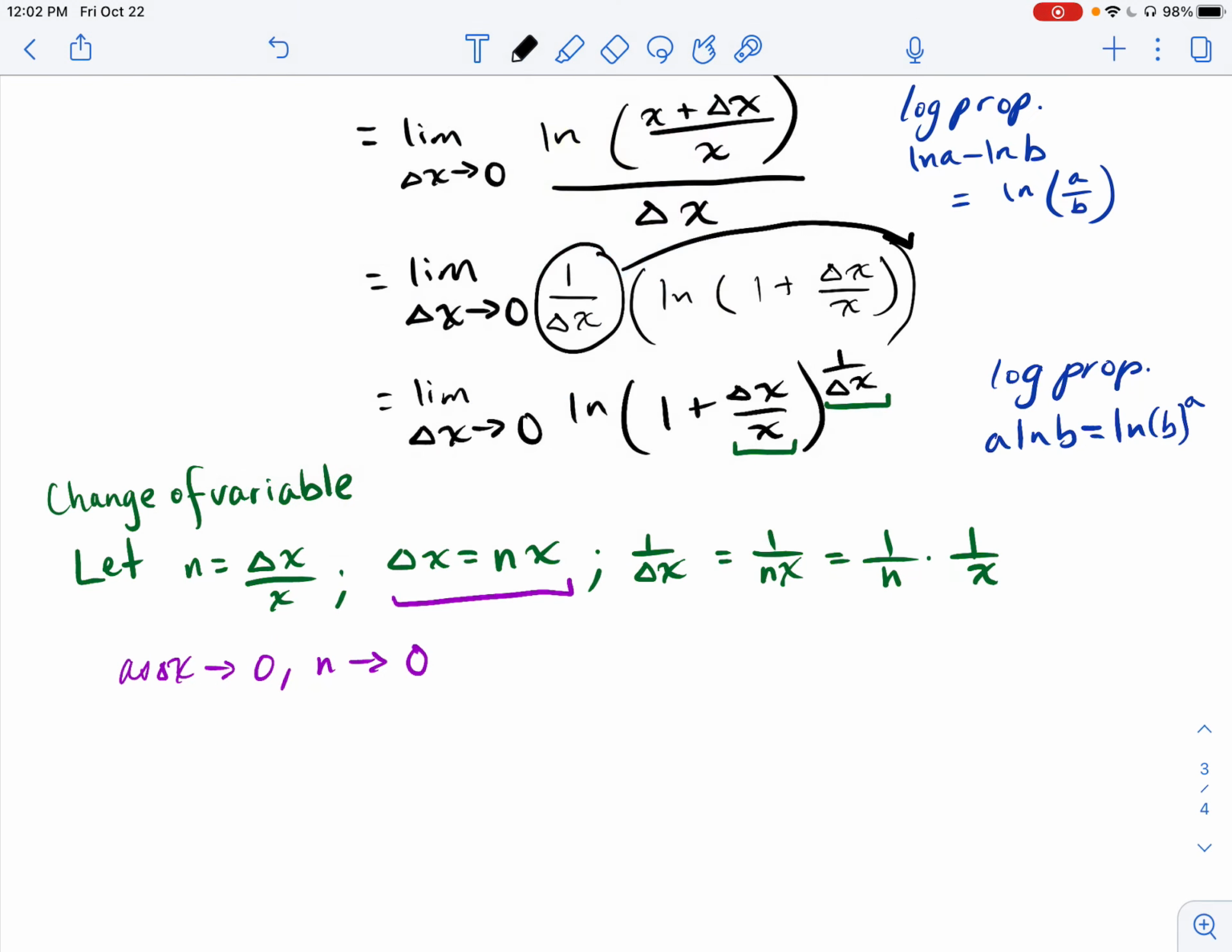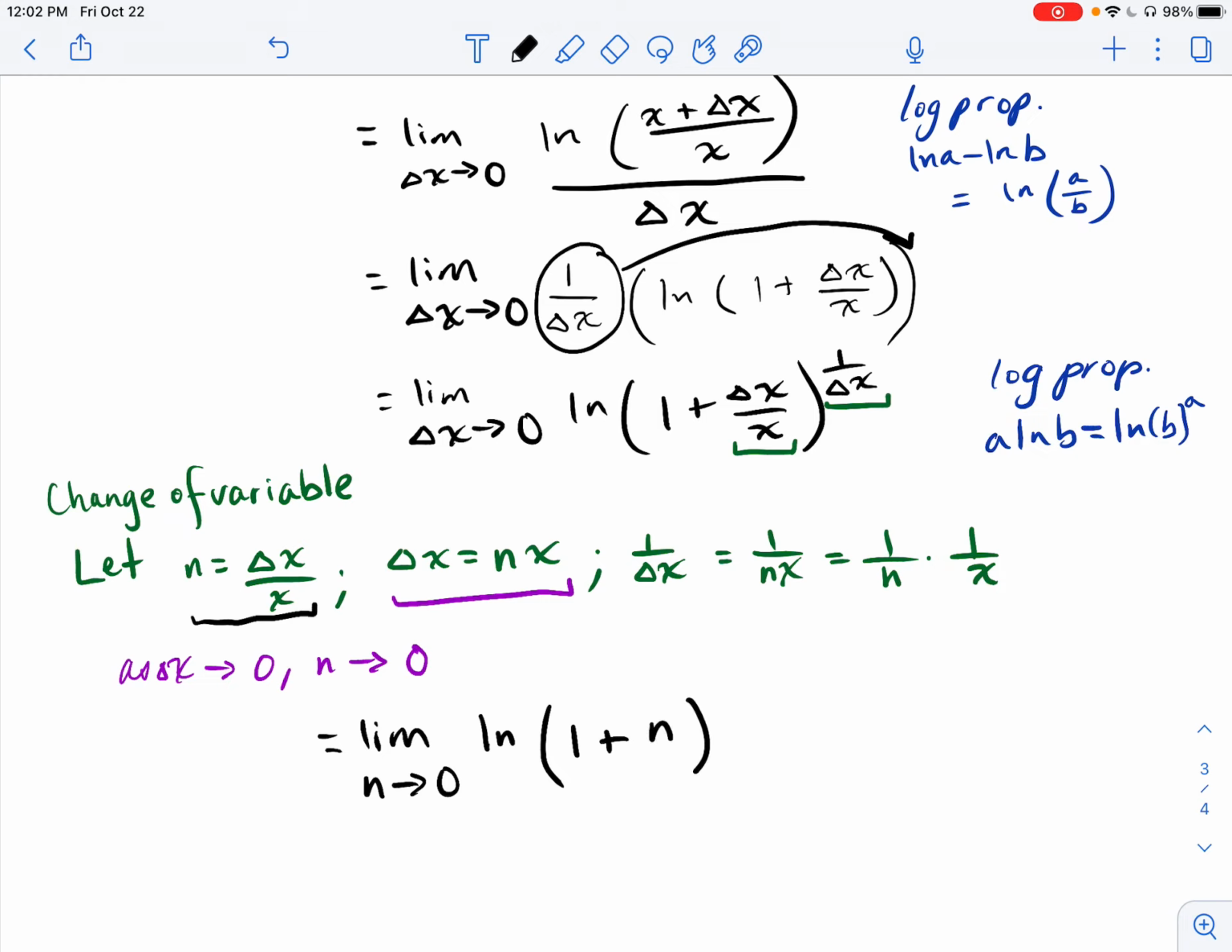So I can then make the following substitutions. Instead of writing this as the limit as delta x approaches 0, I can write an equivalent limit statement. Find the limit as n approaches 0 of the natural log, and I'm going to rewrite a bunch of this now in terms of n. I'm going to write 1 plus, and again, we said that delta x over x is equal to n, so this is plus n.